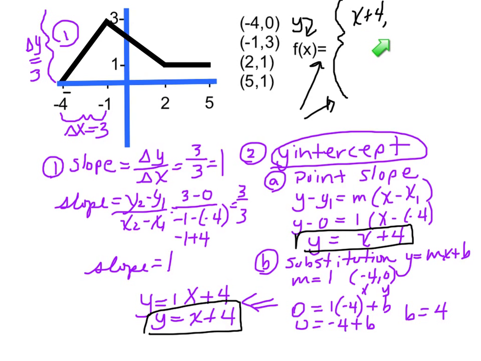plus 4, comma, and now I'm going to write my restricted domain, which is going to be -4 is less than or equal to x is less than or equal to -1. And now I've written my first line segment, and now we're going to move on to our second and our third line segment.